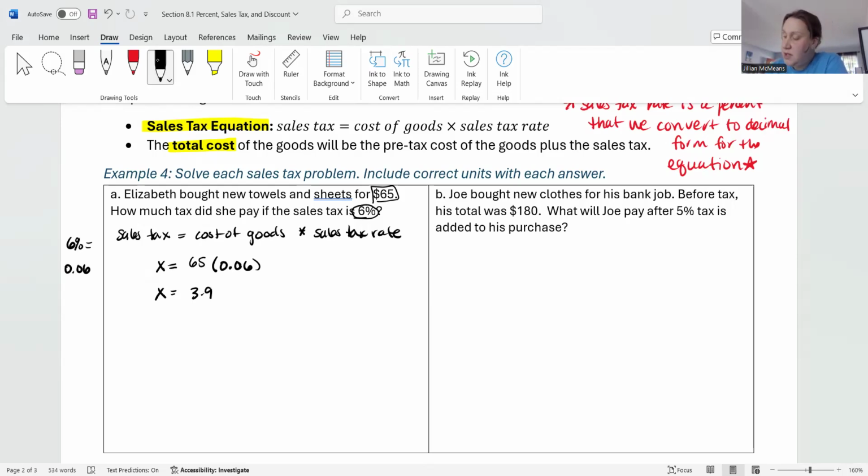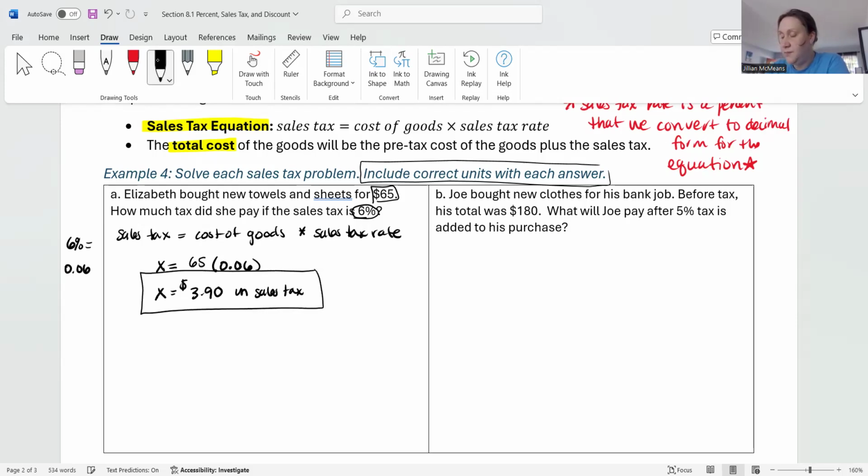But remember, the direction said include correct units with your answer. So of course we need to add a dollar sign, okay? Because we're certainly talking about money here. But we also want our answer to look like money. And anytime you're dealing with money, and we're going to do that quite a bit in this chapter, okay? Because personal finance is all about money, okay? We always want to make sure our answers have two decimal places unless we're told otherwise. So you would never go to a grocery store and see an item that costs $3.9. It would be $3.90. So make sure you write this with two decimal places, okay? So we would say $3.90 in sales tax. So correct units and then just give a quick description of your answer, okay?